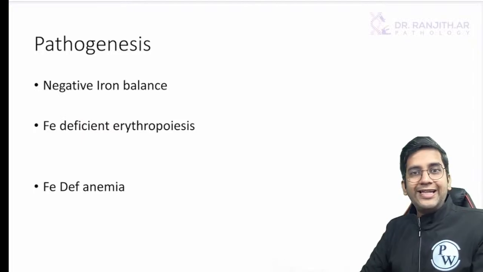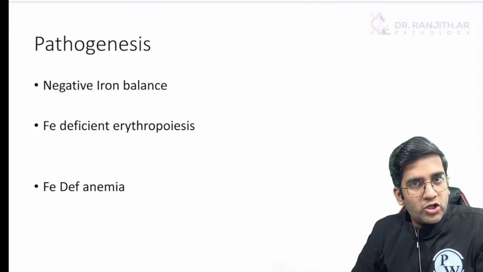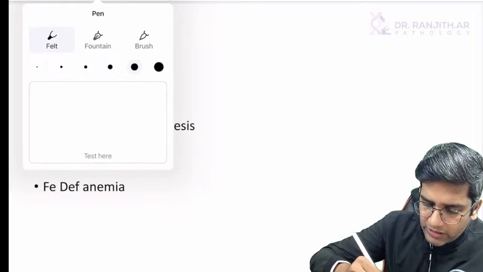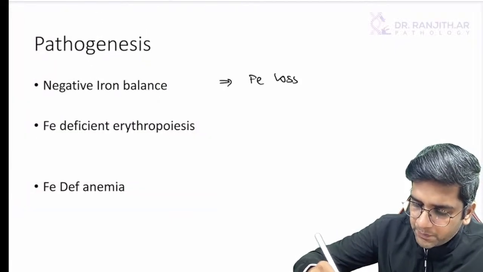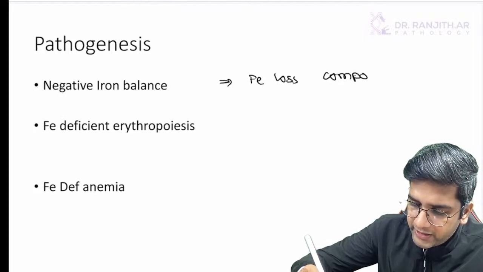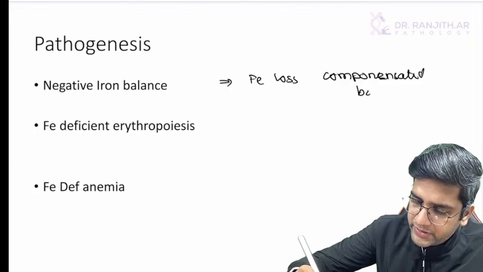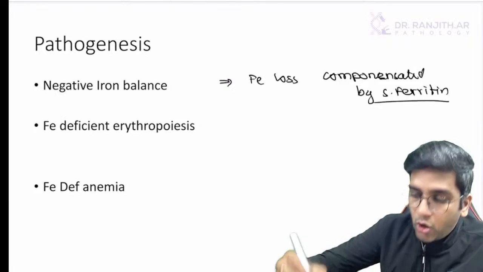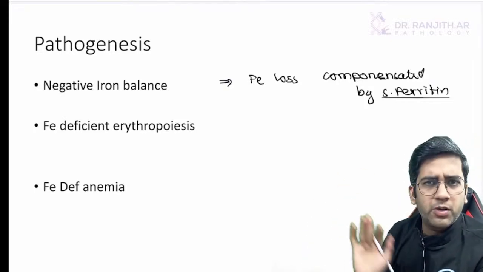Pathogenesis, whether you are writing in detail or not, I want you to mention these three stages. Stages are not there in Robbins, but I want you to know there are three stages. We have learned them. Negative iron balance. In case of a negative iron balance, it's a very simple thing. Here, the iron loss will be compensated from ferritin, by serum ferritin's iron. So automatically, even in the first stage, serum ferritin will reduce. It will be compensated, no problem at all.